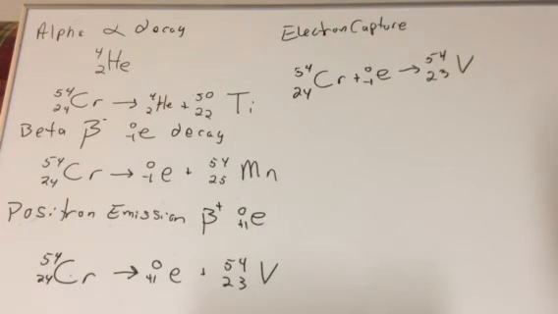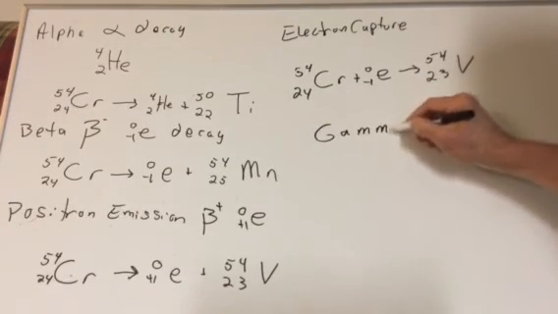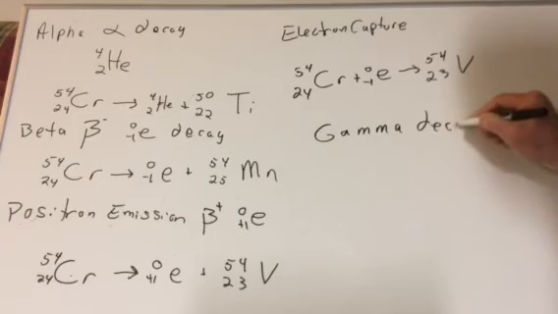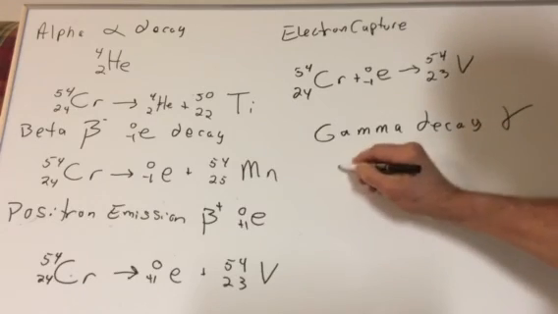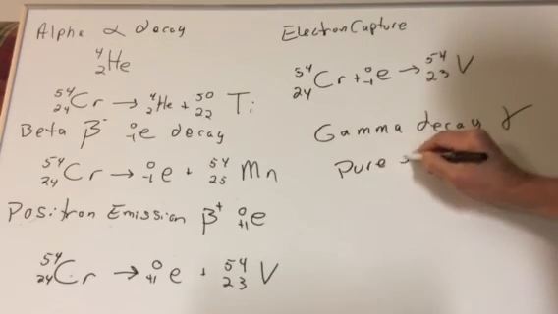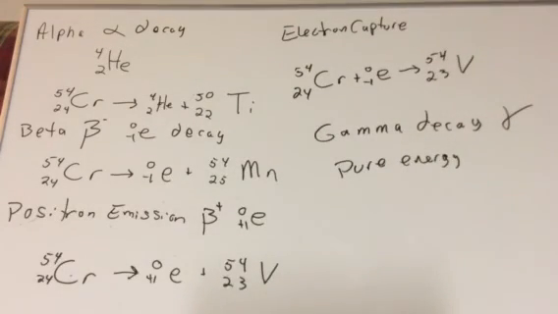And then the fifth type is gamma decay. And typically gamma is written like this, and gamma is pure energy. And gamma decay can occur with any of these other types of decay. Alpha decay, if you were to have an alpha gun, I could hold up a piece of paper and that would stop an alpha particle.